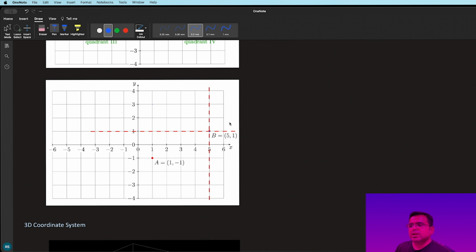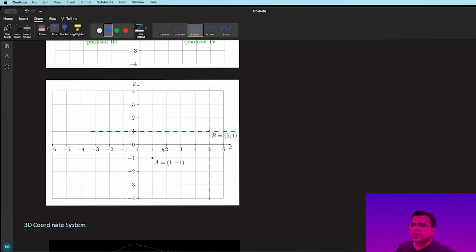So what I will be doing is drawing a vertical line passing through point 5 on the x-axis, and I will be drawing a horizontal line passing through point 1 on the y-axis. When these two lines intersect, their point of intersection is called (5, 1). So in this case 5 is the x component and 1 is the y component.